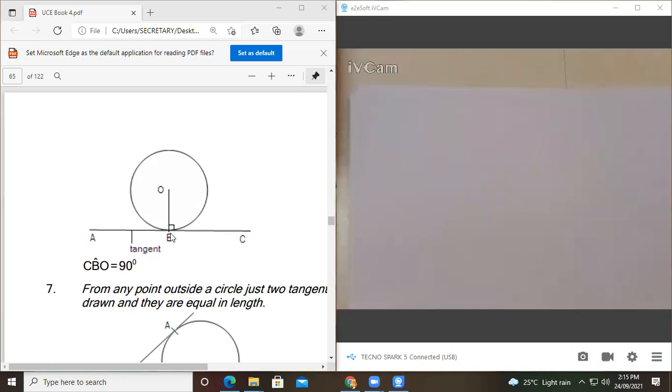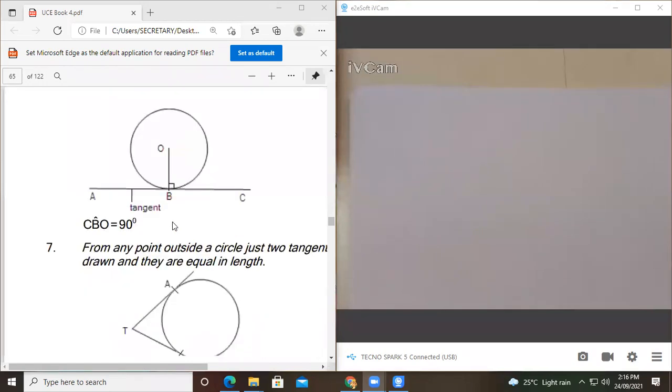So if there is a line that is drawn from the center of the circle and touches that tangent, these two lines are perpendicular to each other. The radius and the tangent are perpendicular to each other, meaning that they meet at 90 degrees. So for a tangent touching the arc of a circle, a radius drawn to that point where the tangent touches the arc, that radius meets the tangent at 90 degrees.